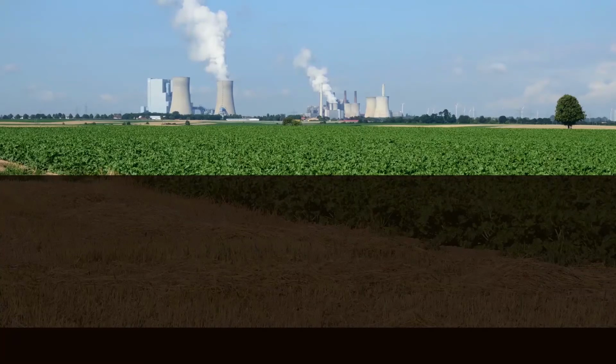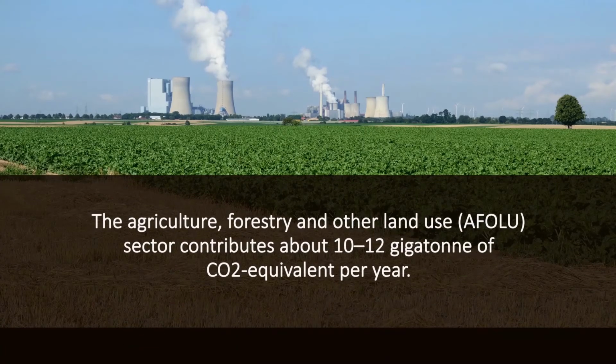Now, when you look at the overall statistics, the agriculture, forestry and other land use sector contributes about 10 to 12 gigatons of carbon dioxide equivalent per year. It's a significant amount, 10 to 12 gigatons out of 49 gigatons of carbon dioxide equivalent. So AFOLU, that is agriculture, forestry and other land use, is also very significant from the perspective of mitigation.